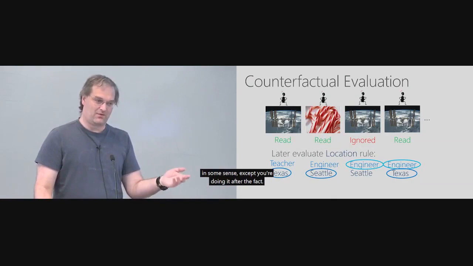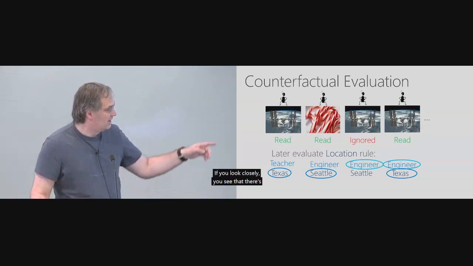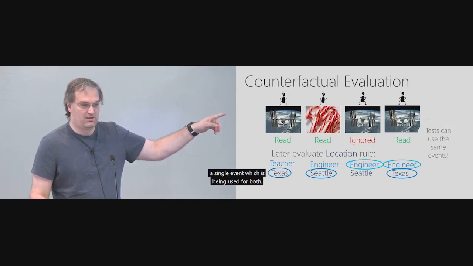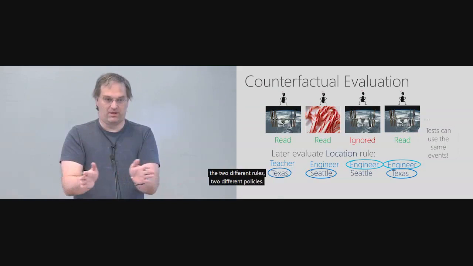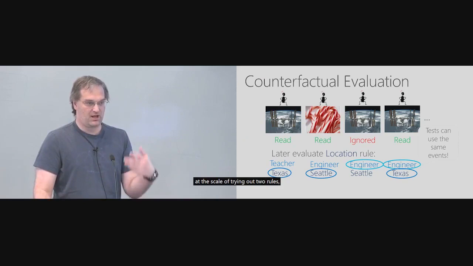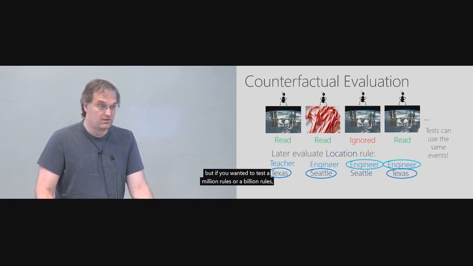But there's a trick here. The trick is kind of amazing. If you look closely, you see that there's a single event which is being used for both. And that would never occur in an A-B test, because in an A-B test, you split your events across the two different rules, two different policies. This doesn't really matter when you're at the scale of trying out two rules, but if you wanted to test a million rules or a billion rules, this is a huge thing. Suddenly you can do that.